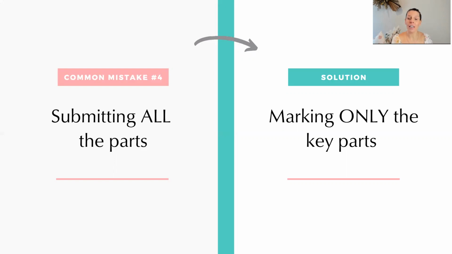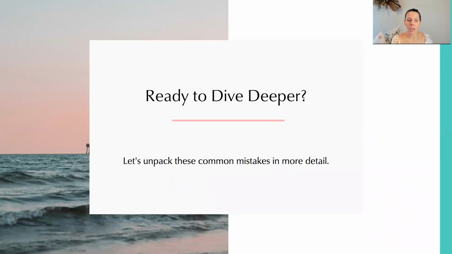The solution is marking only the key parts that link to those 2 outcomes, outcome 4.1 and outcome 4.2. So are you ready to dive a bit deeper? Let's unpack these common mistakes in a bit more detail.